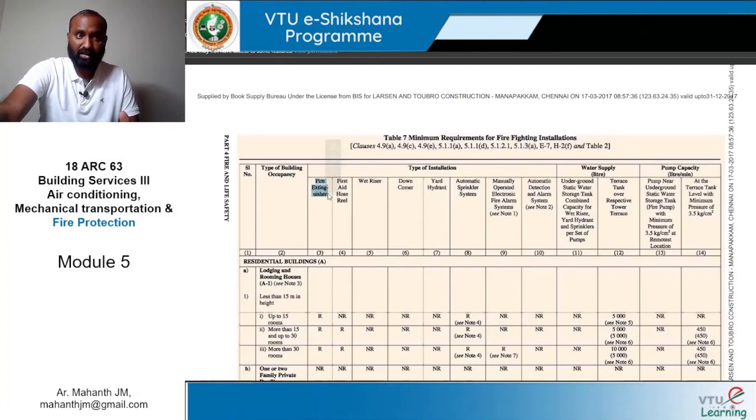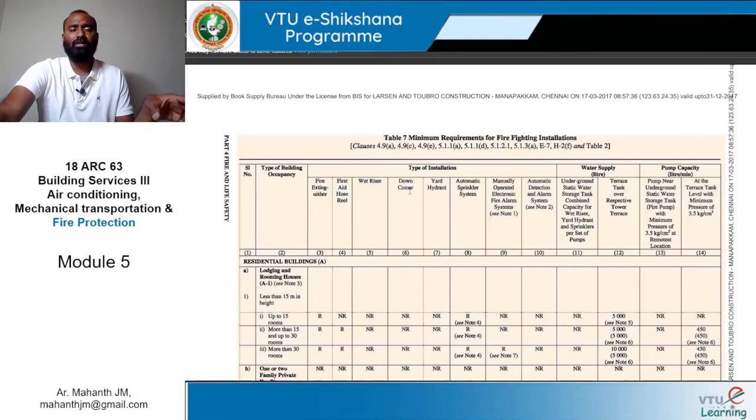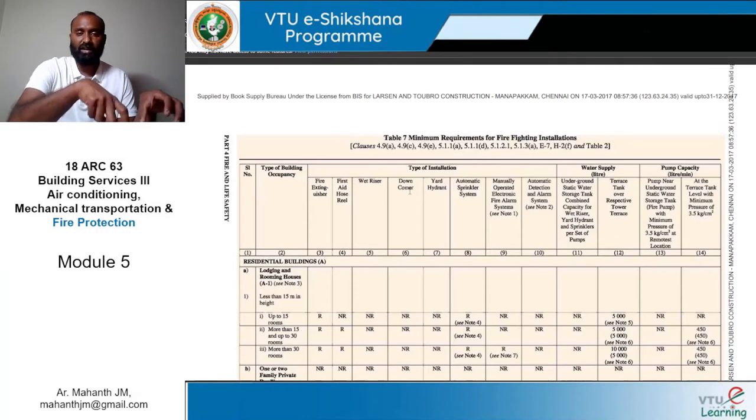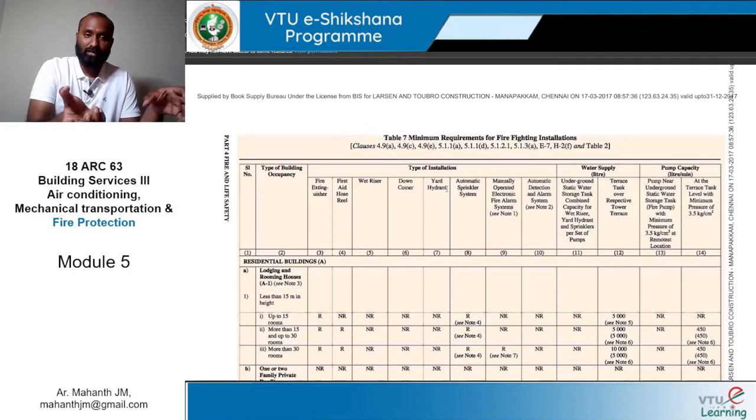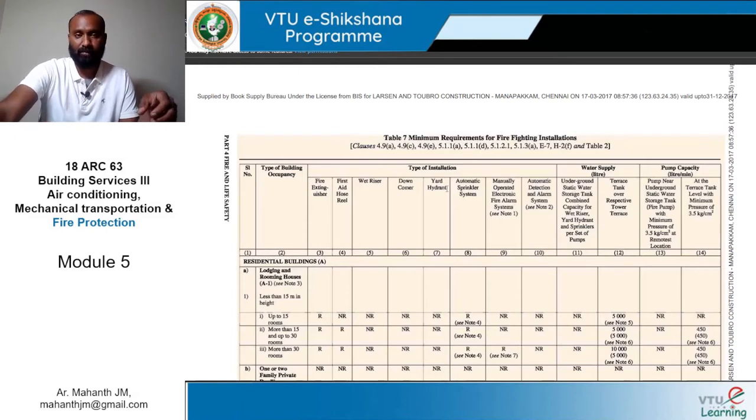And they talk about fire extinguisher, first aid hose reel, wet riser, downcomer. Downcomer is nothing but you have a tank and you have the pipe, 150 mm diameter pipe, if I'm not wrong, coming to each floor to which we can connect the fire hose reel and extinguish the fire, right? Yard hydrant, we must have seen the hydrants. When it is a yard hydrant, it is present within the campus with adequate accessories and requirements to which we can connect the fire hose reel and extinguish fire. And they talk about manually operated electronic system, automatic system, underground water, terrace tank water, pump for underground, terrace tank pump capacity, right?